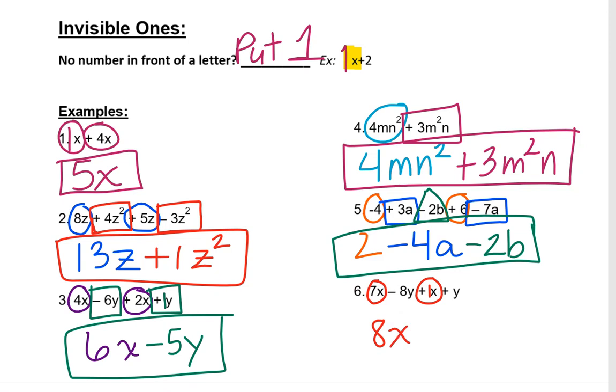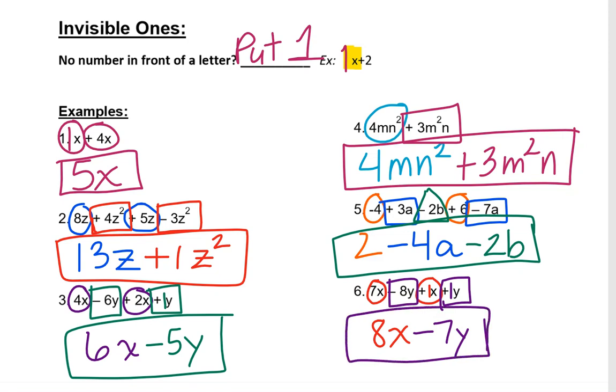And lastly, I have this negative 8y. And I can combine that with this plus 1y. Negative 8y plus 1y is negative 7y. So my simplified expression is 8x minus 7y.